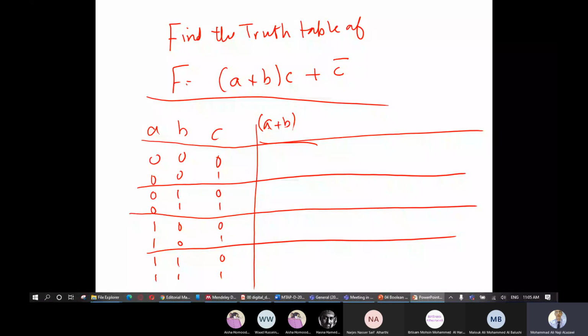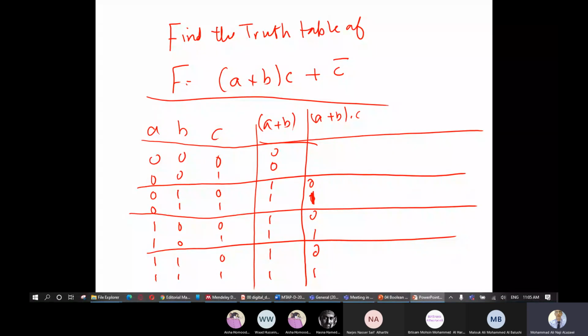Sorry, for 0 0, correct? So AB here 0 0 1 1 1 1 1 1. Correct? Now this one with C, but in this case we have ANDing. A plus B dot C. So this one with C, then if we have ANDing, then we'll search for the ones. All right, this is 1, and this is 1. The others are not here also 1.